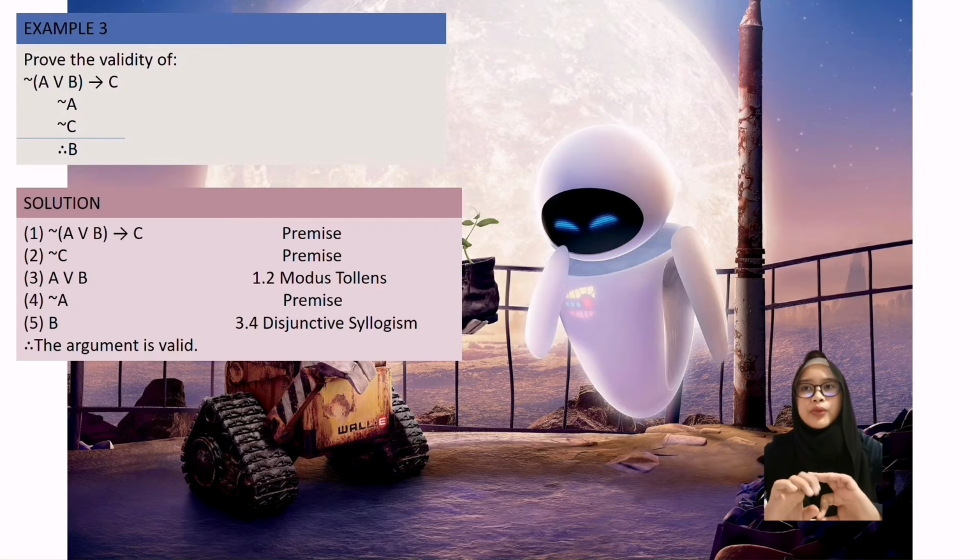Example 3, prove the validity of negation A or B implies C, negation A, negation C, conclusion B. So the solution is number 1, negation A or B implies C, our premise, and number 2, negation C, also our premise. Number 3, we got negation A or B by applying modus tollens on 1 and 2. Number 4, negation A is our premise. Number 5, we got B by using the disjunctive syllogism rule on 3 and 4. So since we got conclusion B, the same as the question, then our argument is valid.